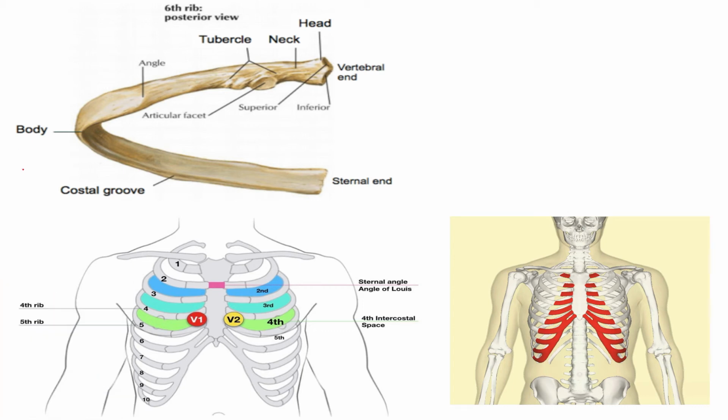Alright, in this video we're going to be talking about the ribs and the sternum. So first let's start talking about the ribs. The ribs are organized in pairs, and humans have 12 pairs of ribs, made up of both bone and cartilage.